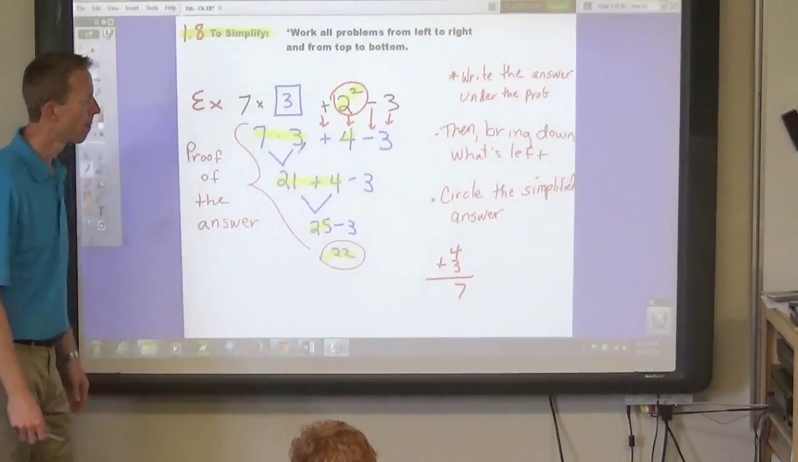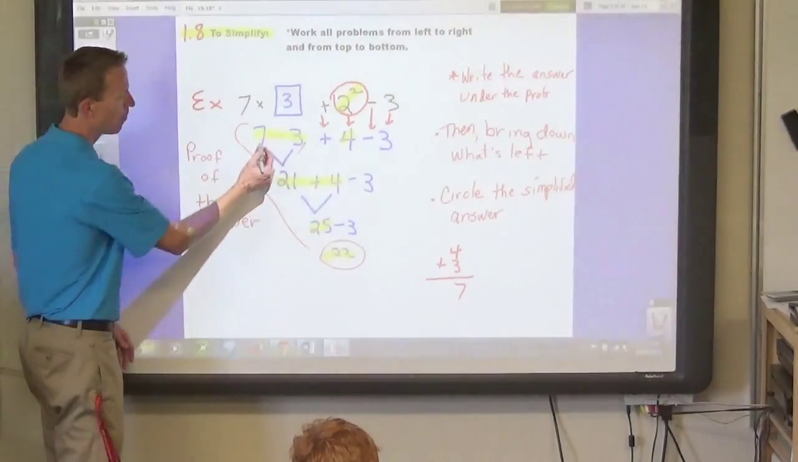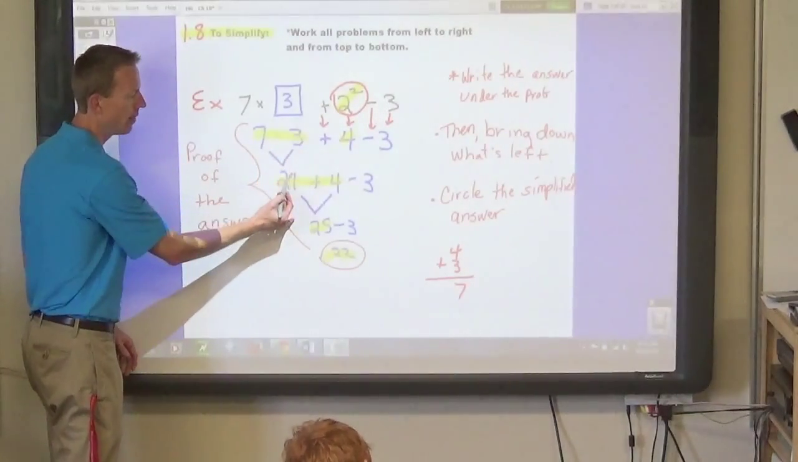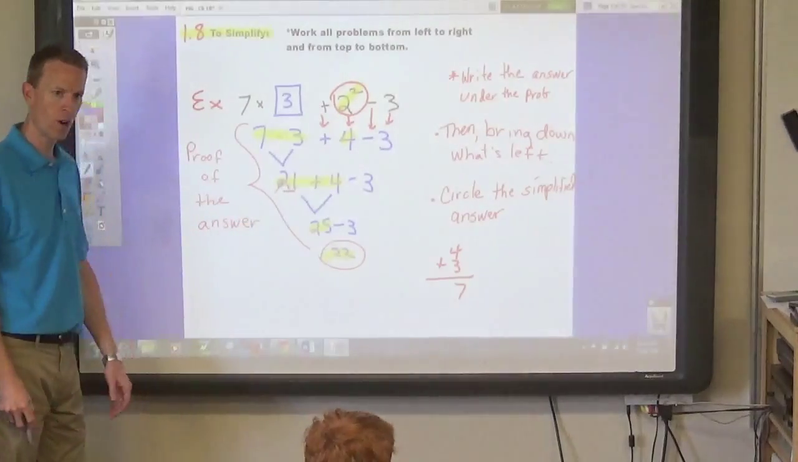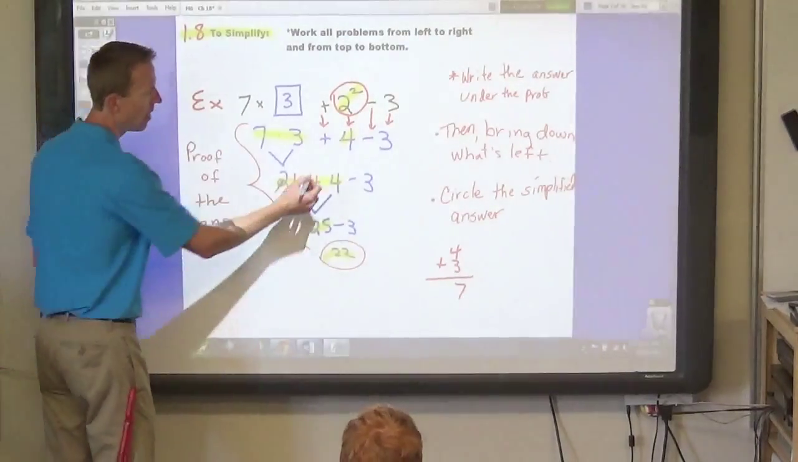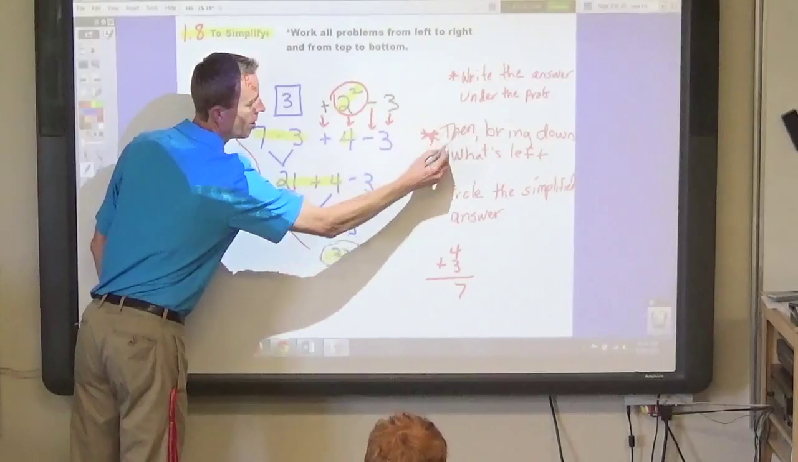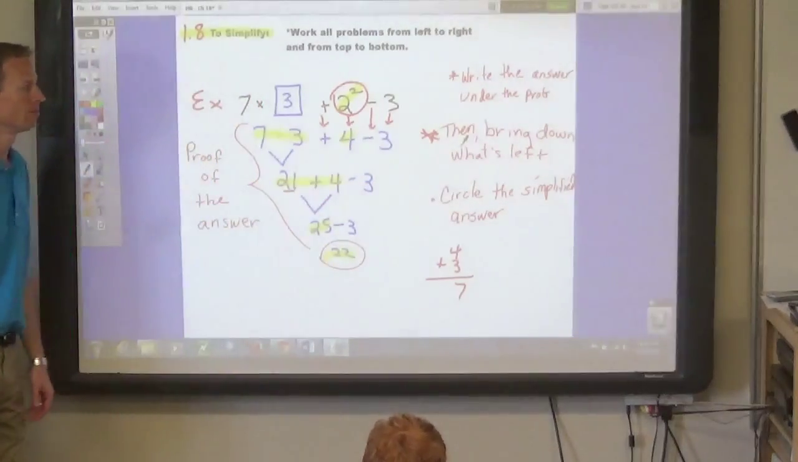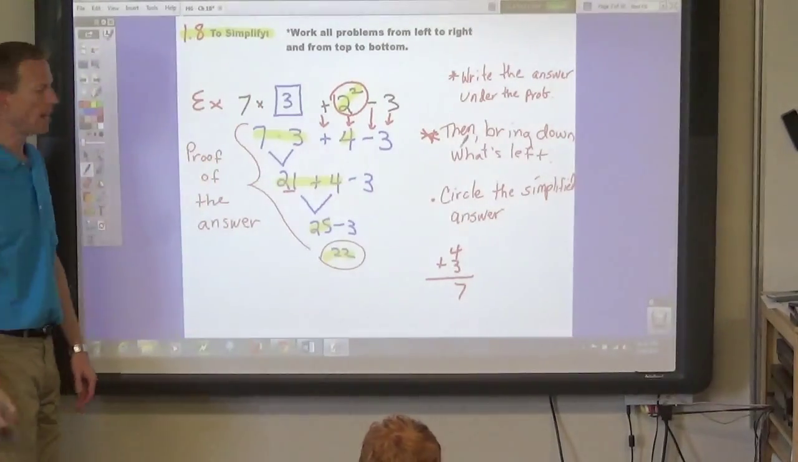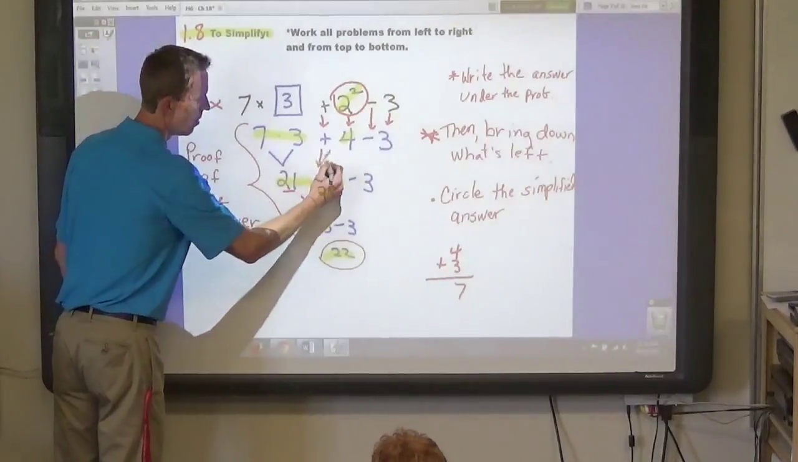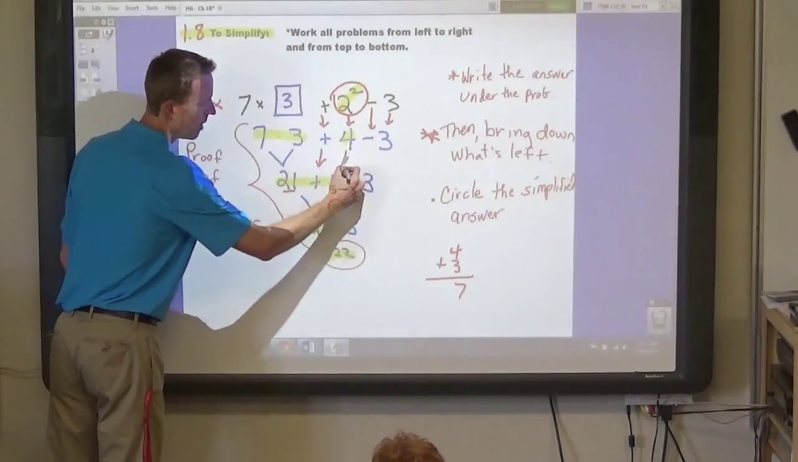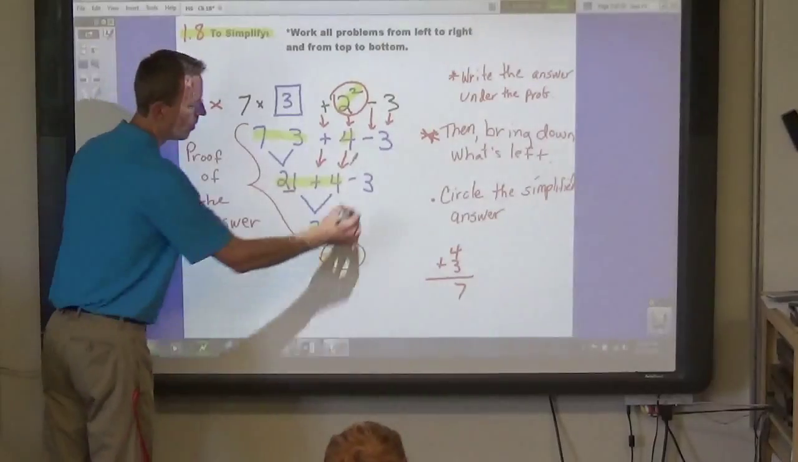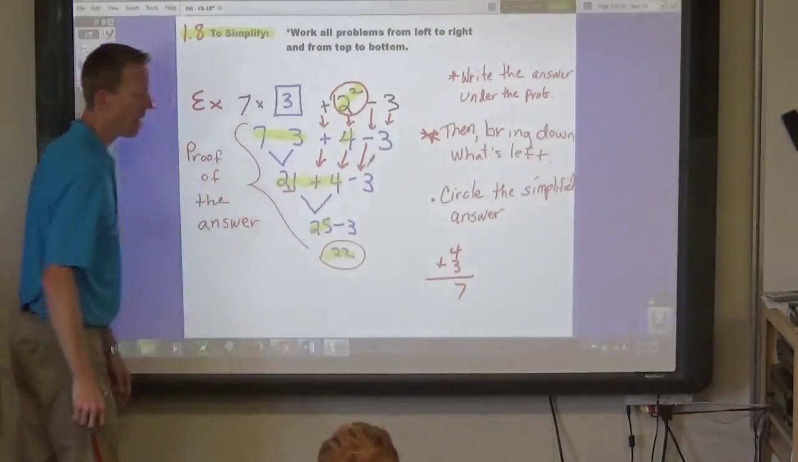Okay? So we simplified 7 times 3 to 21. And then we have to do what, class? Read that. Then bring down what's left. Bring down what's left. So we have to bring down the plus sign. We have to bring down the 4. We have to bring down the minus sign and the 3.